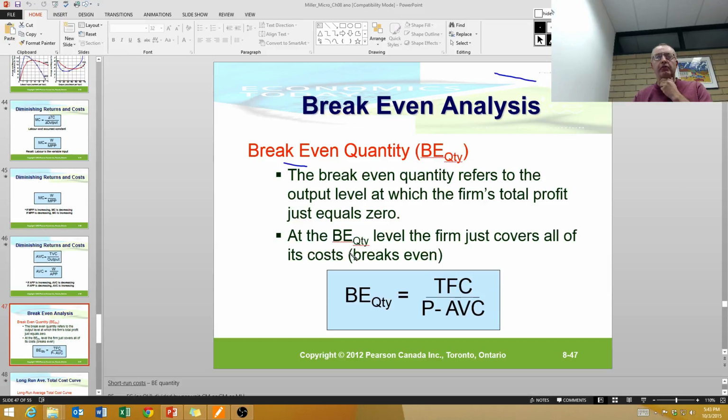So there are several formulas and they're all equivalent, but the formula that we have in this book is the break-even quantity of output equals our total fixed cost, otherwise known as our overhead, divided by, the way it's phrased in this book, price minus average variable cost. But you may know from elsewhere that this is the markup per unit.